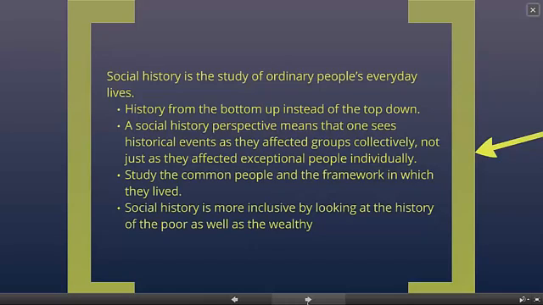So it's looking at how the Great Depression, for example, affected the small farmers across the United States, not just how the Great Depression affected the Vanderbilts or the Morgans, who were very, very wealthy people at that point in time. So we're looking at how these bigger events affect the common person. And we're providing a framework for understanding the lives of common people. And I mean just everyday people, people like you and me, people who are not necessarily famous.